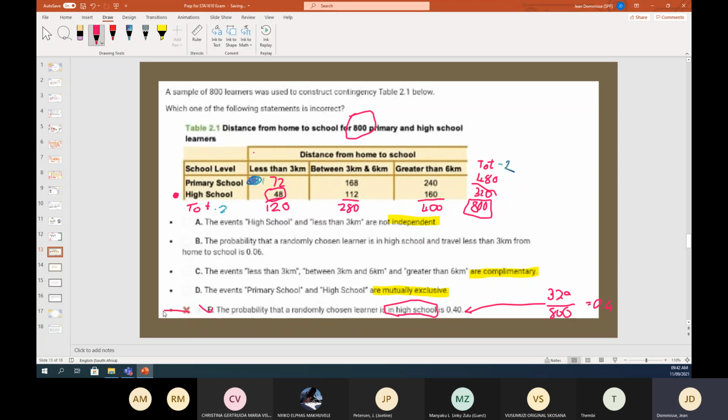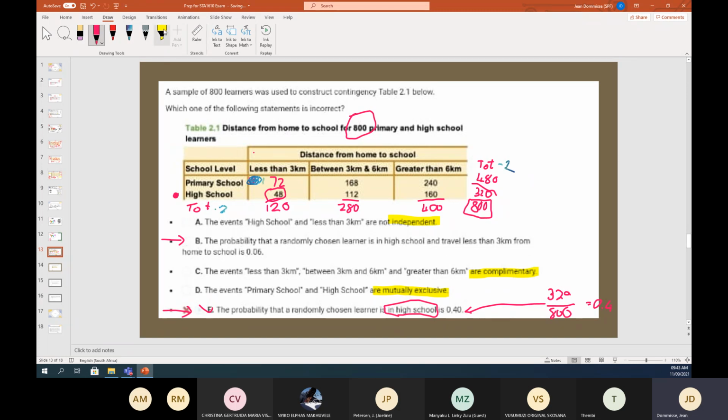So I'm now looking firstly at option C, option E. Okay, so that for me is the easiest one. So also if it was just less than or going down, that would have been an easier one for me to look at as well. Okay, so let's look at question B. The probability that a randomly chosen learner is high school and less than.